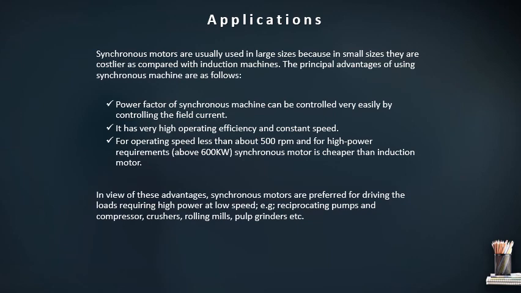In view of these advantages, synchronous motors are preferred for driving loads requiring high power at low speed. Examples are reciprocating pumps and compressors, crushers, rolling mills, grinders, etc. So these are the applications of the synchronous motor, and the synchronous generator, also called an alternator, is used in a power plant to generate electrical energy.